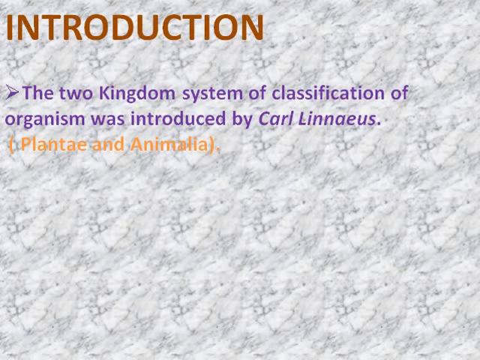Now, the 5 kingdom classification, a slight introduction about the kingdom classification. In the first time, the 2 kingdom classification of organisms was introduced by Carl Linnaeus, father of taxonomy, right? And that 2 kingdom was Plantae and Animalia. That means plants and animals. So in this case, there was no place for bacteria, euglena like organisms, right?